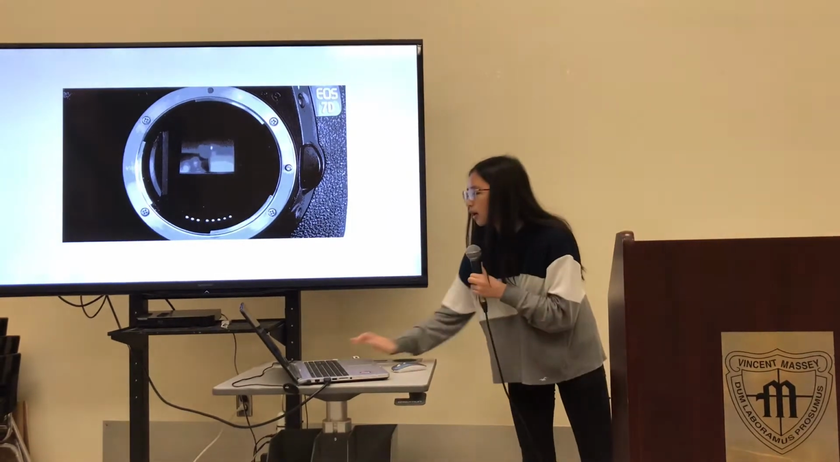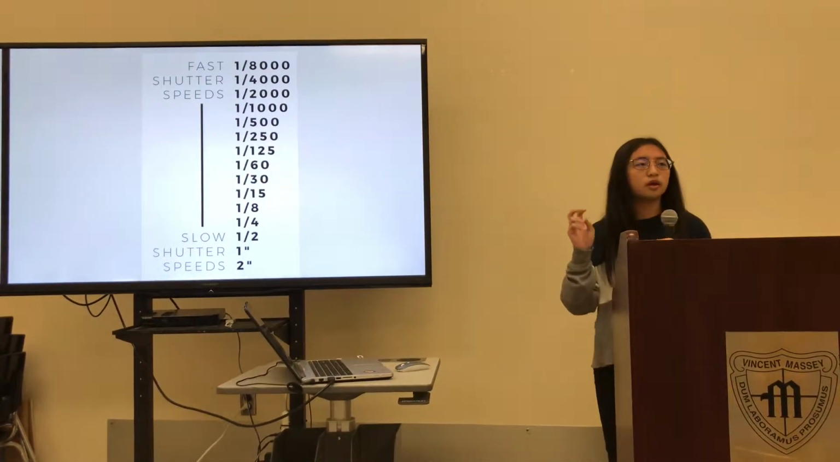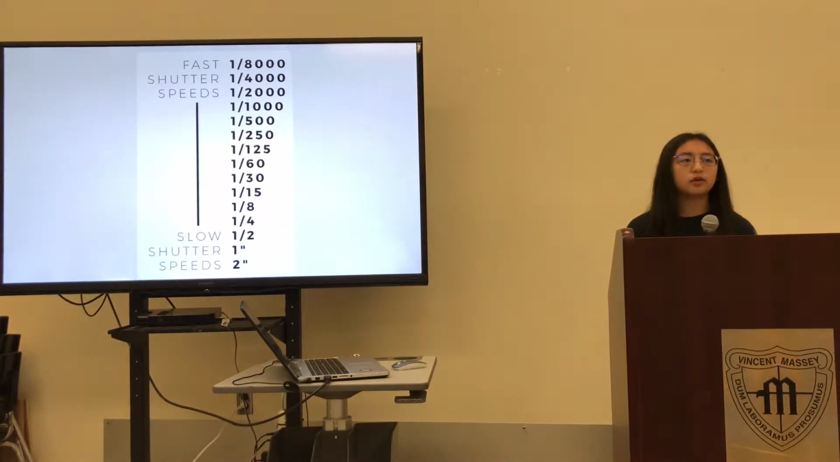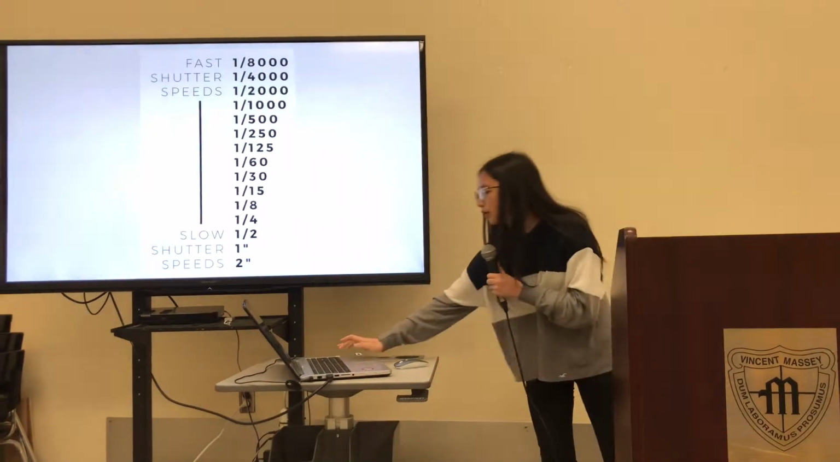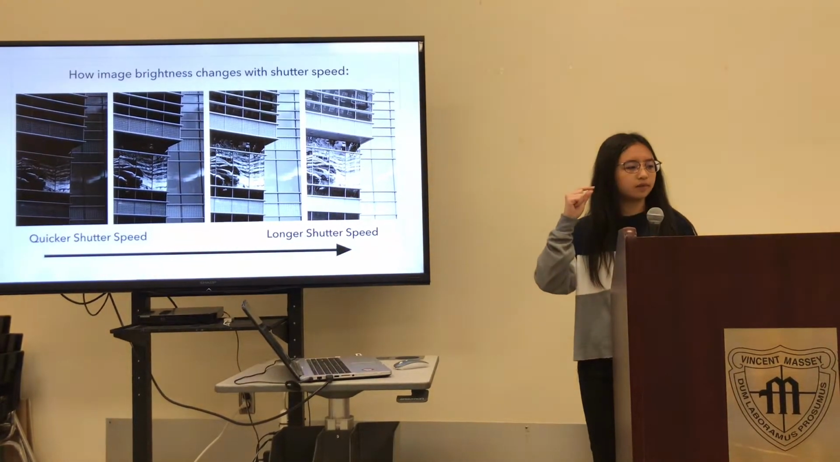So for example, a 1/4 shutter speed would be like a quarter of a second, while 2 in quotation marks would mean 2 seconds. A faster shutter speed or a smaller number would produce a darker image, since the length of time that the camera sensor is exposed to light isn't a lot.